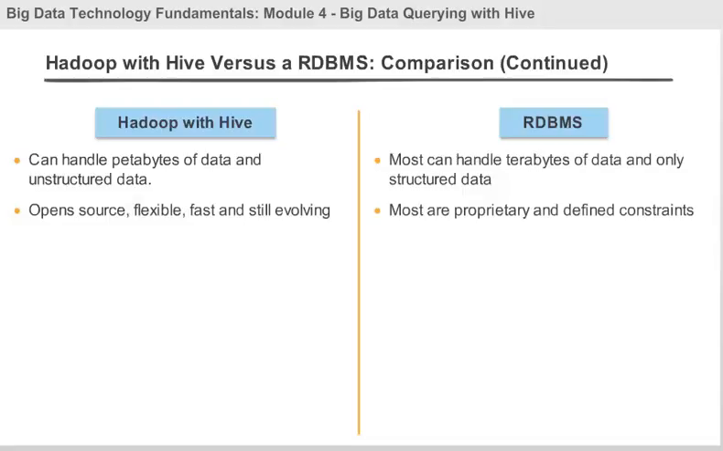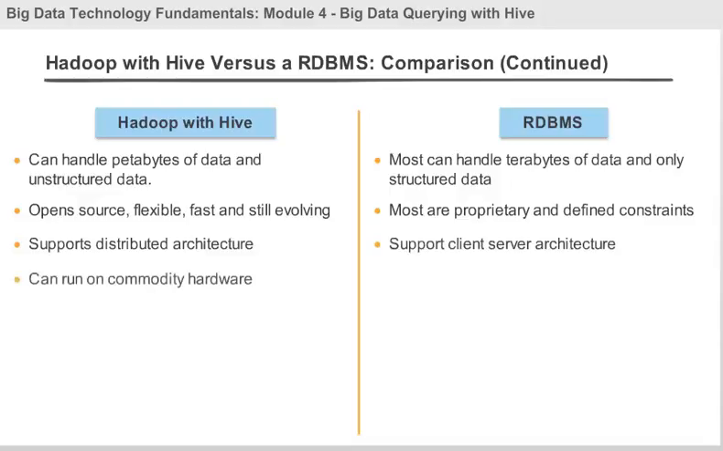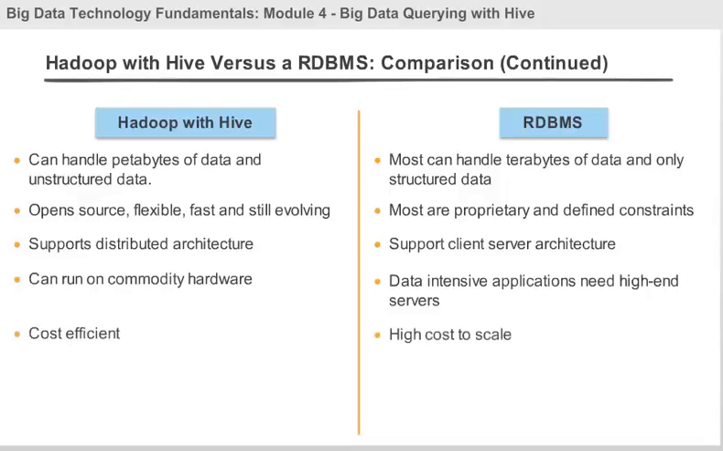Hive supports distributed architecture, while RDBMSs support client-server architecture. Hive can run on commodity hardware, while RDBMSs used in data-intensive applications typically need high-end servers. As such, Hive can lead to reduced infrastructure costs, while RDBMSs costs increase as the size of datasets increases.